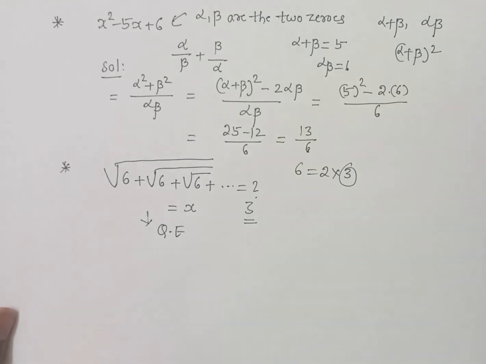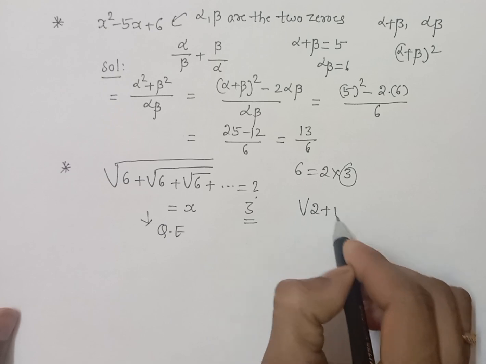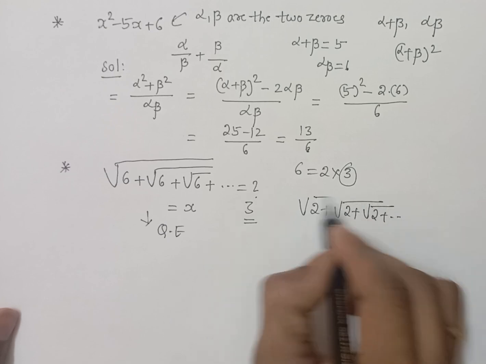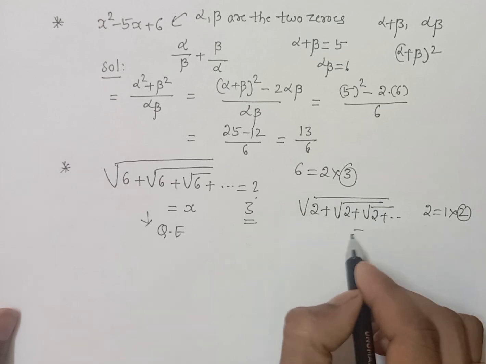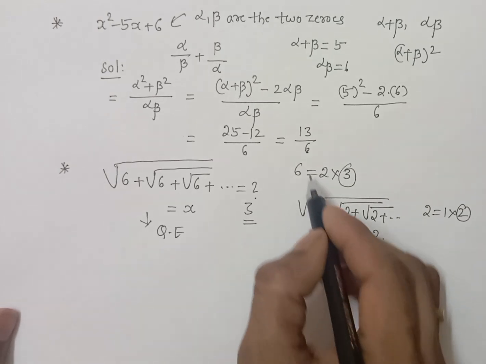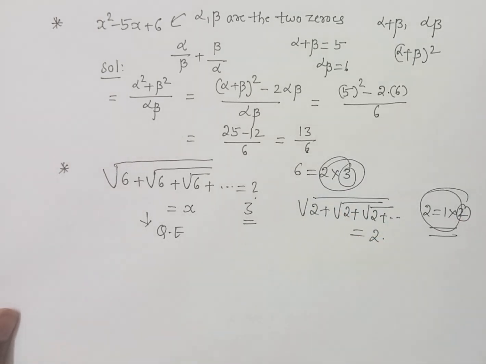Okay, now you can do it directly like this. Suppose it is given root 2 plus root 2 plus root 2 and so on. Here what could be the answer? 2 can be written as 1 into 2. Take out the bigger number: 2 is the answer. And this is suitable only whenever the factors are prime numbers. We can consider the bigger one from them. Okay. Thank you.